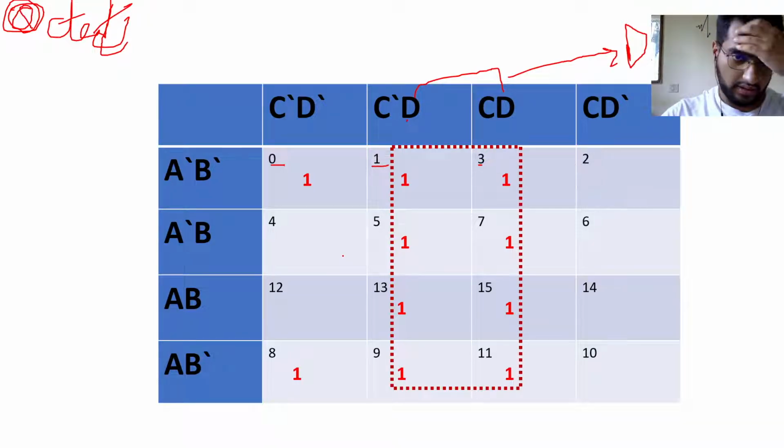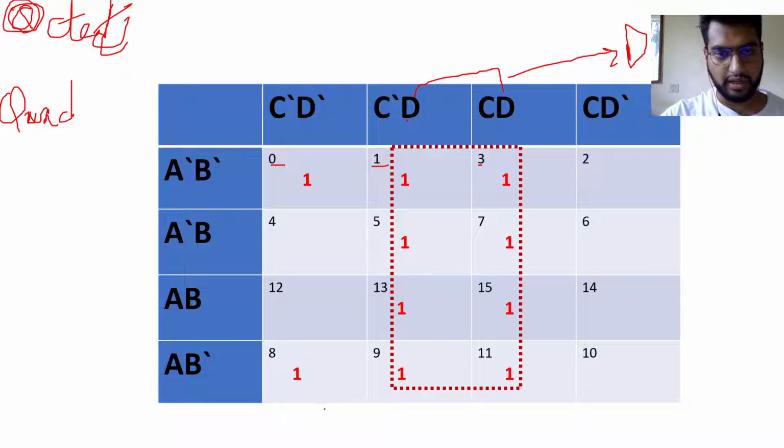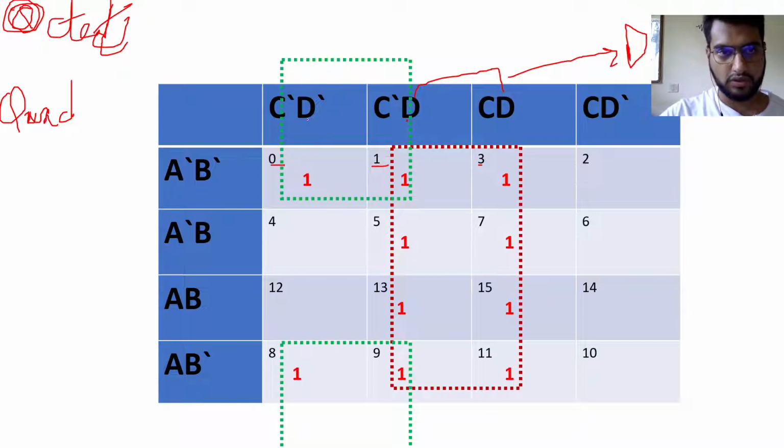And then we can have another. Is there any other octet? No, we can't construct any other octet. Then we have to look for the chord, if we can include the remaining min terms with the chord. So I think yes, we can include the min terms 0 and 8 with the chord. So we'll have this chord marked by this dashed green square. So this is our chord.